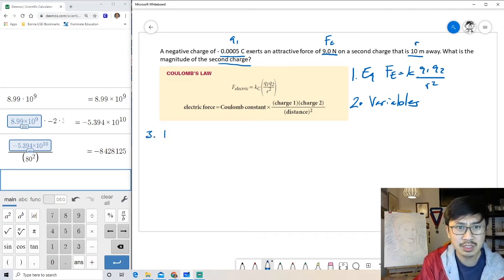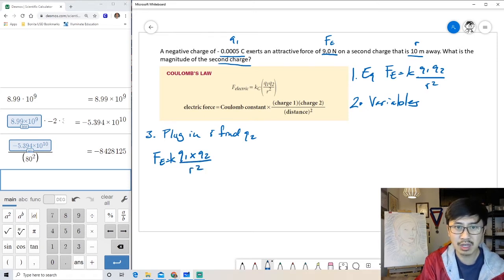So here, let's plug in. But instead of solving, let's plug in and find Q2. Fe is equal to Q1 times Q2 times K divided by r squared. And this is the variable I want to isolate. So this is going to be pretty easy. I'm going to multiply both sides by r squared. This is Fe times r squared. That makes it equal to K, Q1, Q2. Now I'm going to divide both sides by K Q1.